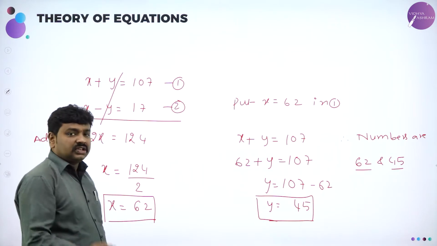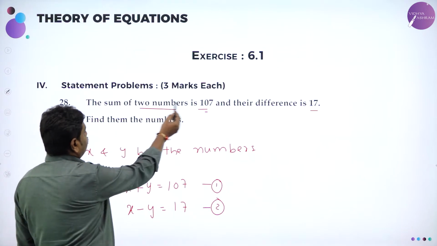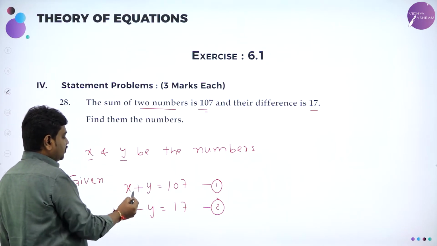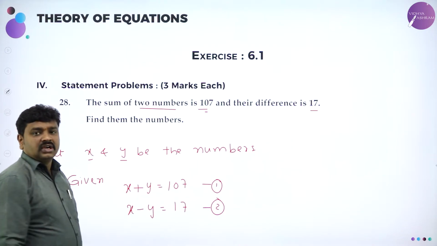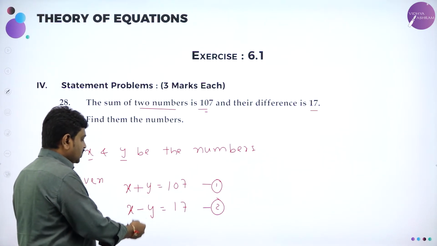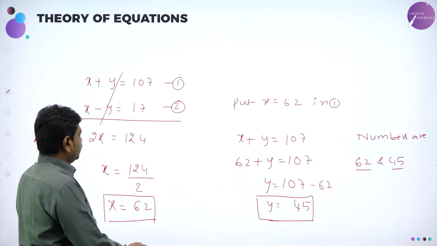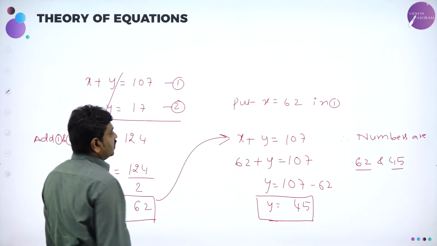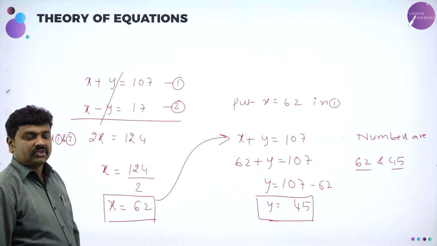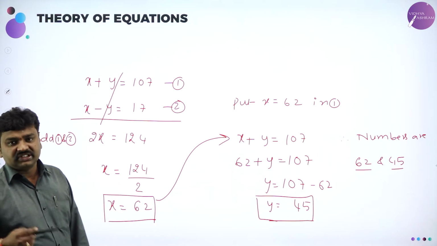So whatever is given, you convert it into an equation. What is given? The sum of two numbers. So I am assuming x and y are the numbers. Sum means addition: x plus y is 107. Difference of two numbers means x minus y is 17. If I add, y cancels and you get 2x, and from that get x. After you get x, put that x in equation 1, then you will get y. So 62 and 45 are the numbers whose sum is 107 and difference is 17.